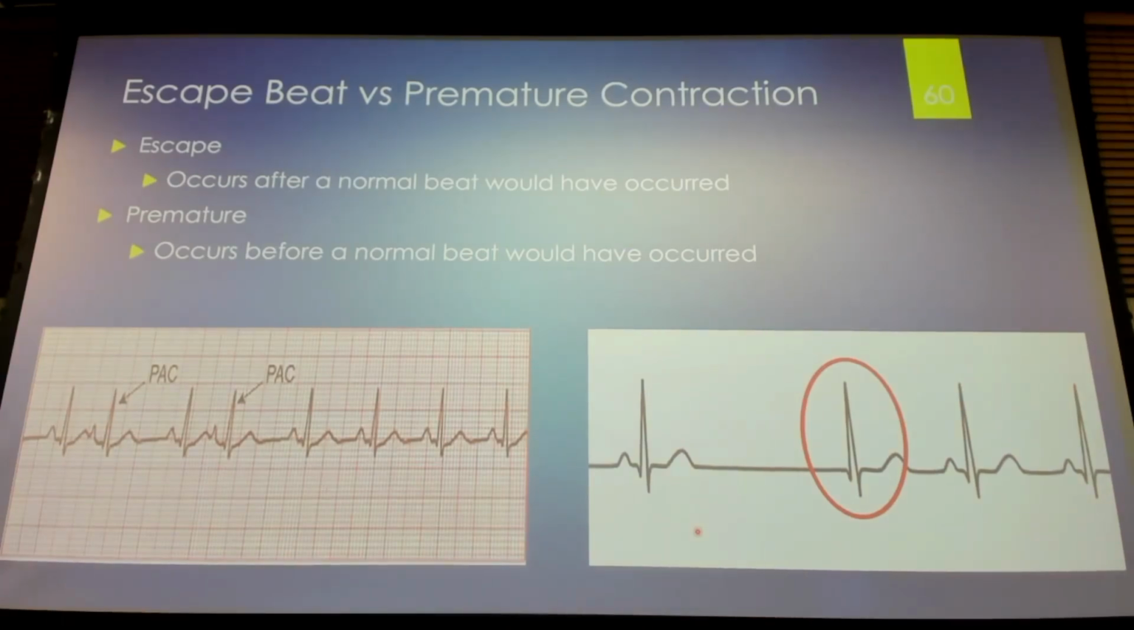So how do we determine if this is an escape beat versus a premature beat? Escape is going to occur later than what we expect. So I'm going to take my piece of paper, I'm going to put my little tick marks on my first set of RR, and I'm going to move my paper along and see if it's occurring later than expected. Premature occurs earlier than expected. Okay, and then you've got your atrial, your junctional, your ventricular premature or escape beats.